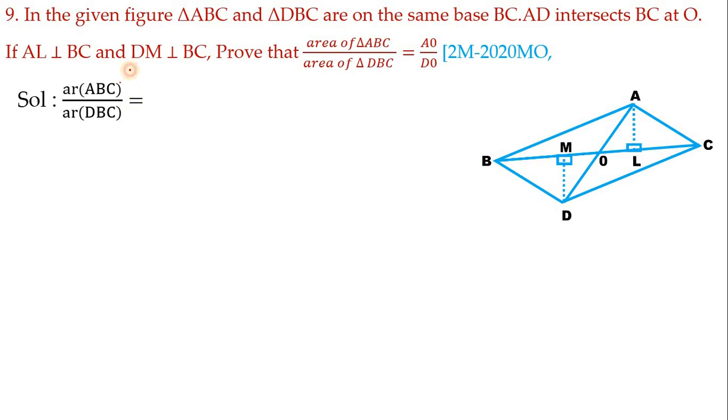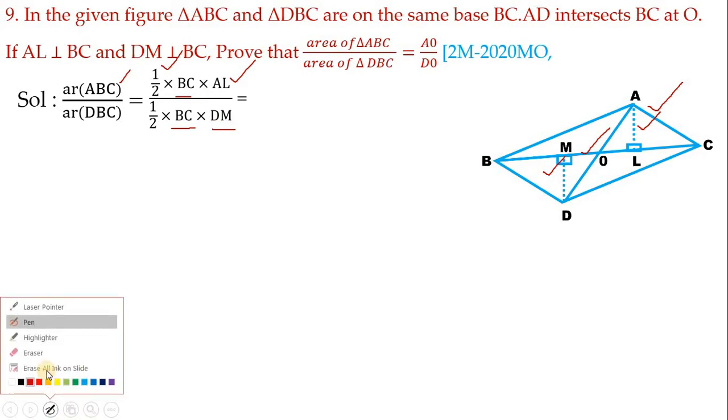So, area of ABC by area of DBC. So, what is area of triangle finding formula? That is half into base into height. So, half write as it is. And in ABC triangle, BC is the base children. So, write BC and AL is height. Always you have to write perpendicular height. So, AL I have written. In similar way, let us do for BDC triangle. BC is base and DM is height.